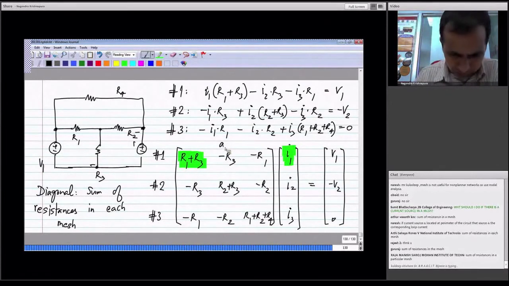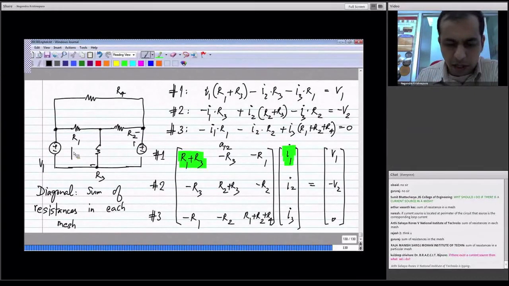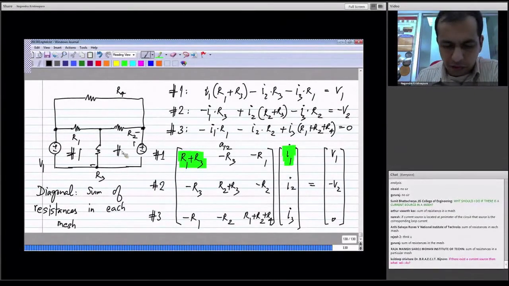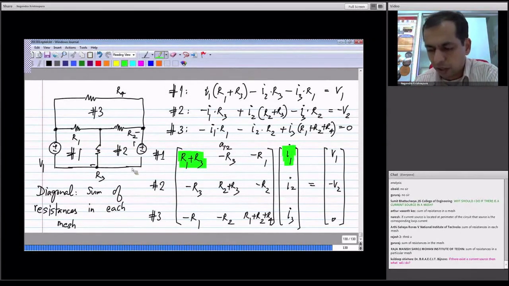Okay, so this is mesh number 1, mesh number 2 and mesh number 3, and this is common to mesh 1 and mesh 2. Okay. So the off diagonal elements are resistances that are common to meshes. Okay. Now you can see the analogy with nodal analysis very easily.